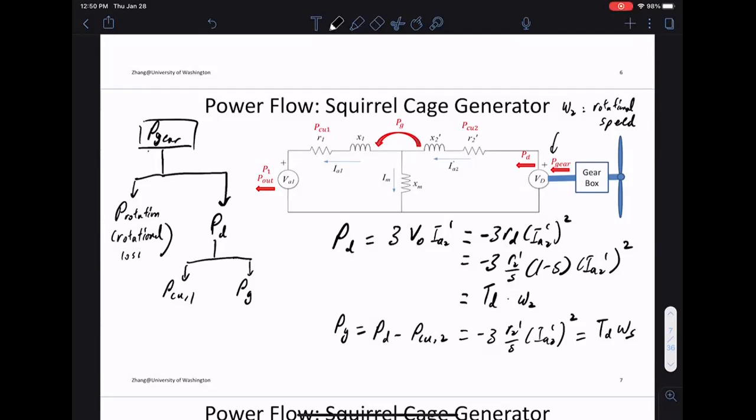Okay, so if you compare the equation for PD and PG, we get this as PD over 1 minus S. This works out this way. You divide the above equation by 1 minus S, you get the equation for PG. So this is an important trick to know. If you know the air gap power, or you know developed power, and you know the slip, you can directly relate them to each other. You don't need to go through the current again. They're related by a function of the slip. Any questions here?